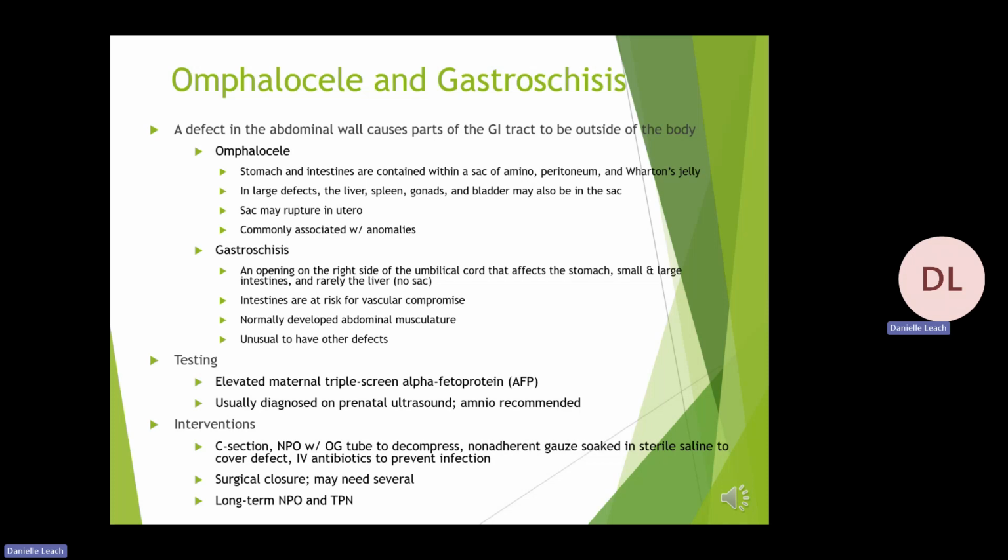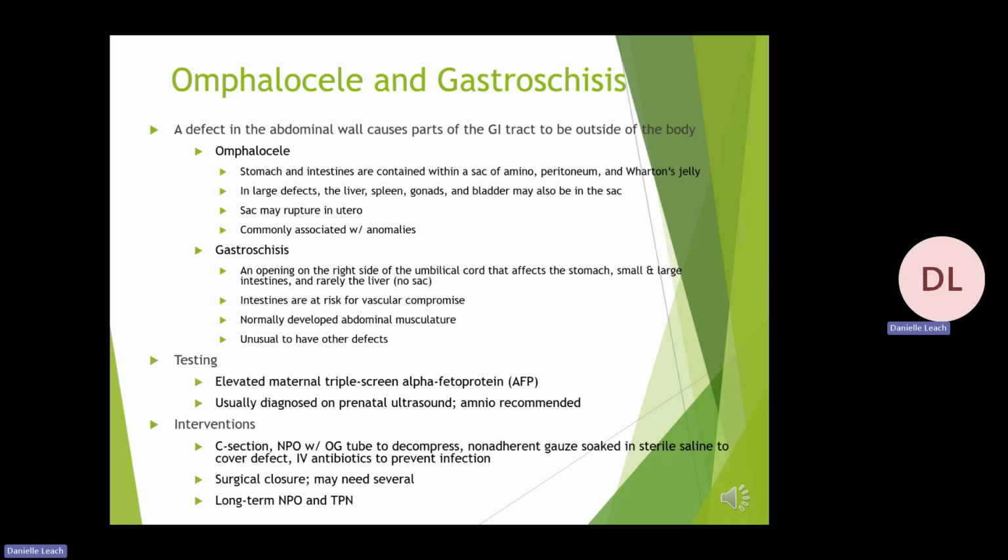Usually there's just not enough room to put it all back in the baby's body just how it is. So sometimes they very slowly push the contents back in the baby's body day by day. The omphalocele, the one that's in the sac, is sometimes a little bit smaller than a gastroschisis, and they may be able to correct it with just one surgery immediately, but it depends. With both of the defects, they may need several surgeries to correct it.